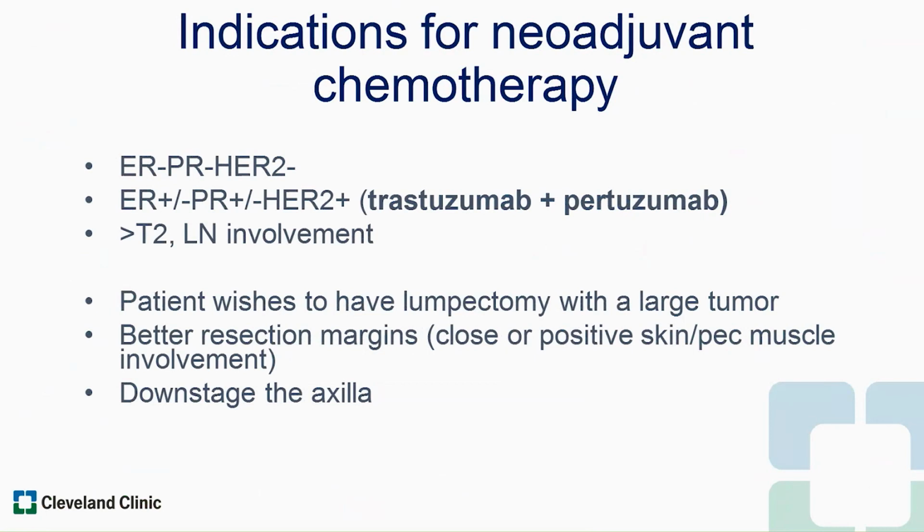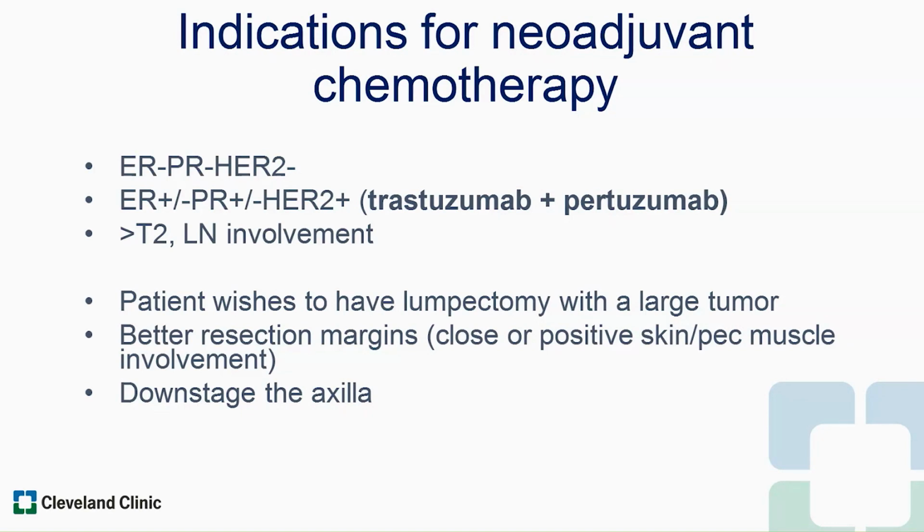So again, if they're triple negative or HER2 positive, then you have to look and say, what stage is their cancer? So any cancer that's more than 2 centimeters, so T2 or larger, or has lymph node involvement, then you say, okay, they're going to get chemotherapy. Can giving chemotherapy first downstage that patient to make their surgery easier or give them better options?